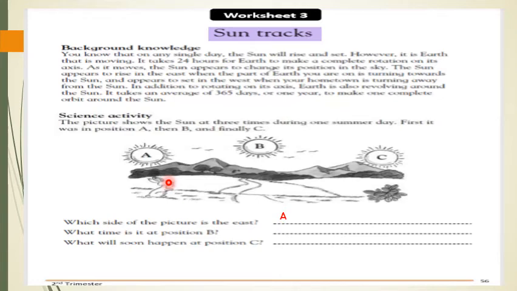The next is what time is it at position B? It's right in the middle of the sky, up high in the sky. So this is probably noon or 12 p.m. The last question says what will soon happen at position C? I think this is where the place that we live in is turning away from the sun, and this will cause the sun to set. So sunset will happen at position C.